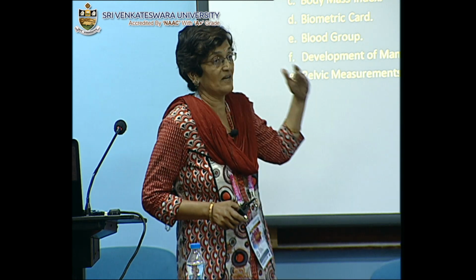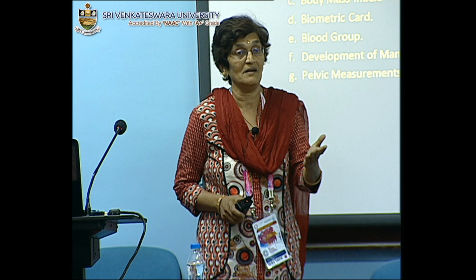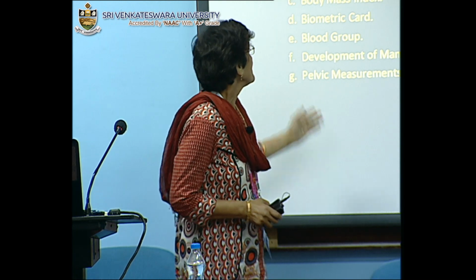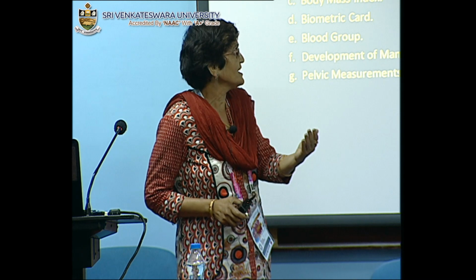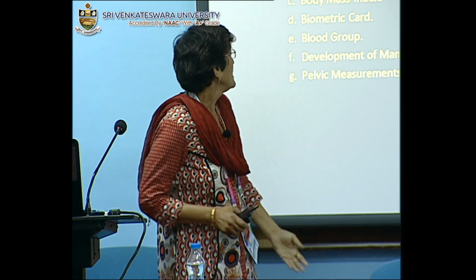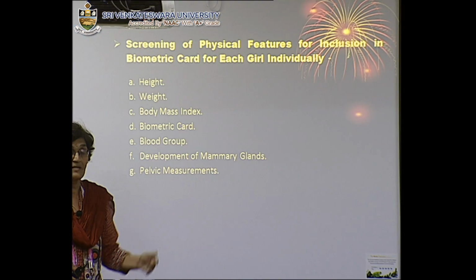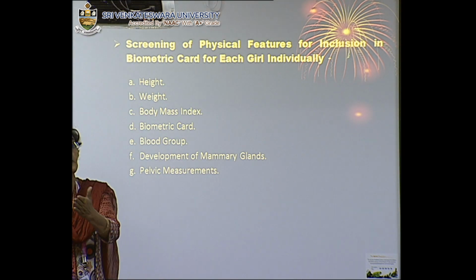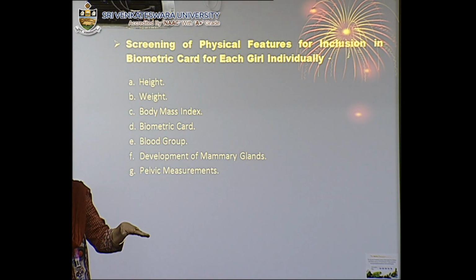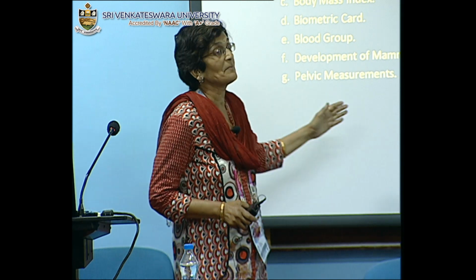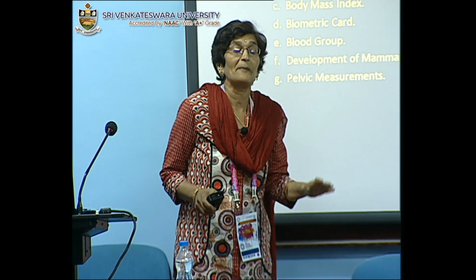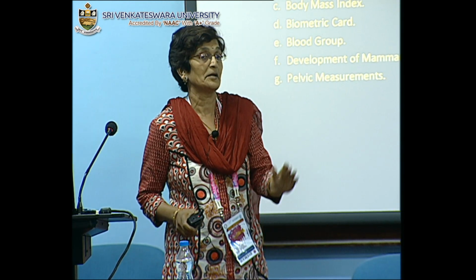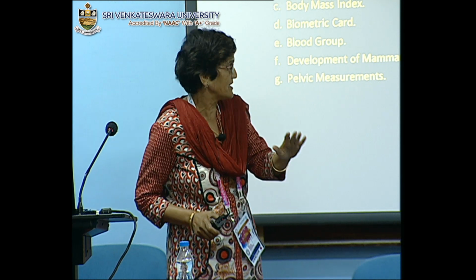Here the biometric card is essential for each girl student for characteristic identification, and for blood group determination: A, B, AB, O, Rh positive and Rh negative groups. Development of mammary glands in pre-pubertal and post-pubertal girls, in order to prepare a mammogram, and pelvic measurement. Gradual widening of the pelvic region is indicative of reproductive age, fertility and related matters. Next.